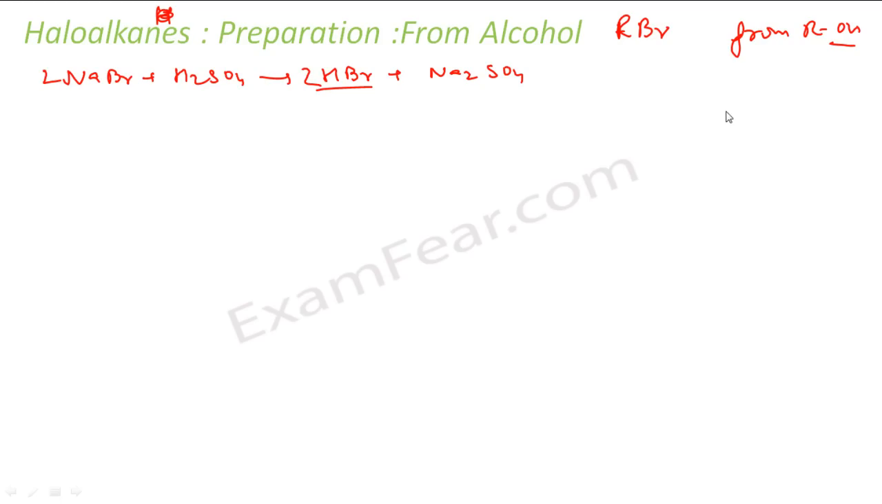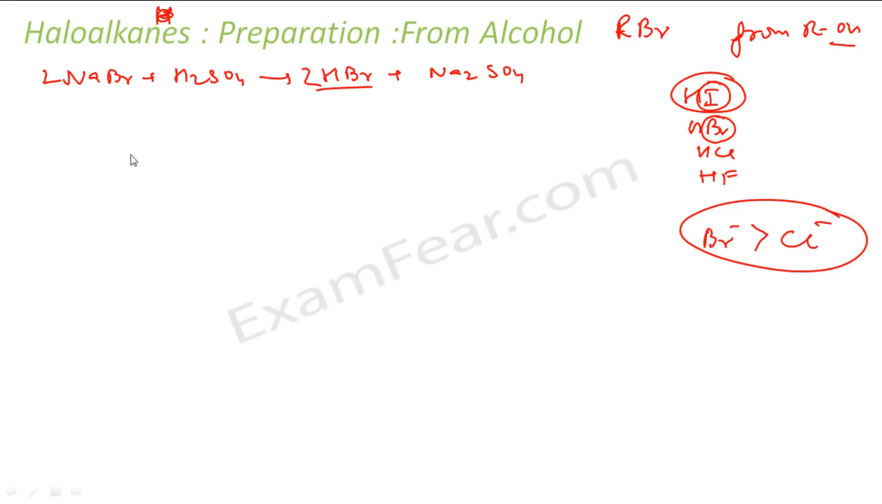Now if you talk about the reactivity of HBr, HI is more reactive, right? Then we have HBr, then HCl, then HF. This is more reactive. Why? Because I is bigger in size. So this is more reactive, this is also reactive, and this is less reactive. With this you can say that Br minus is a stronger nucleophile than Cl minus.